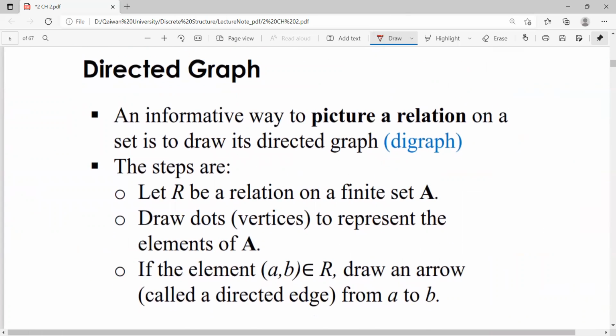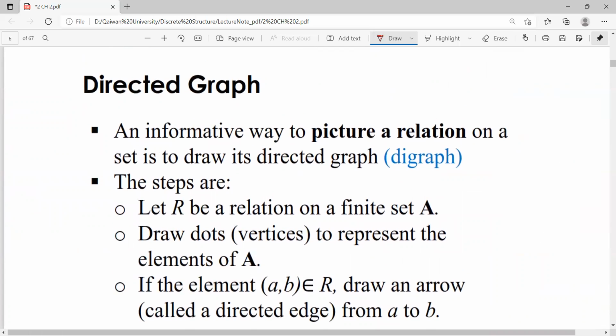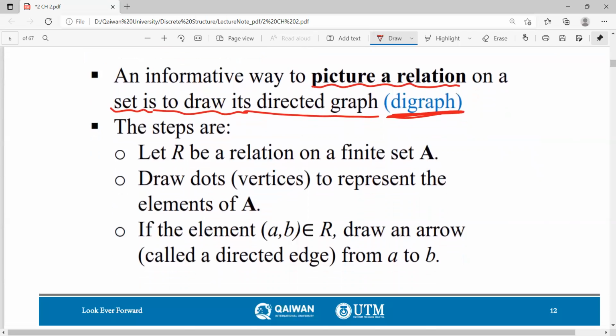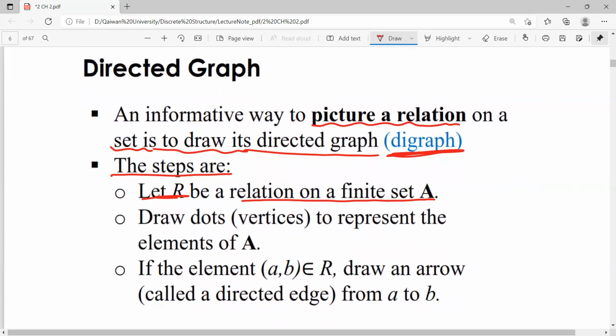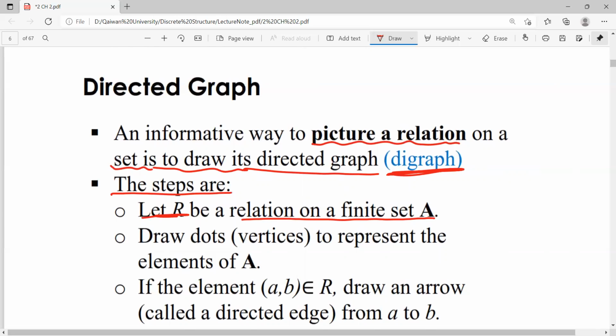Now we have the directed graph. We say it's an informative way to picture a relation. When we draw a directed graph, it's called a digraph. Here the steps are: if R is a relation on a finite set X. When we draw a digraph, we must have a relation from a set to itself, that means from X to X.